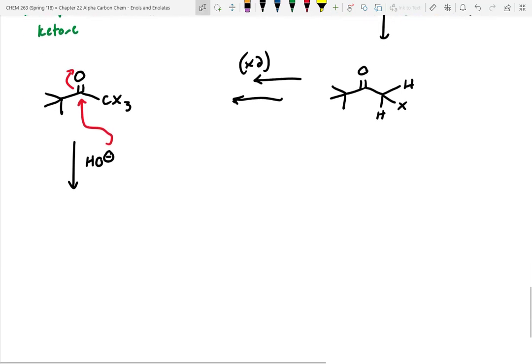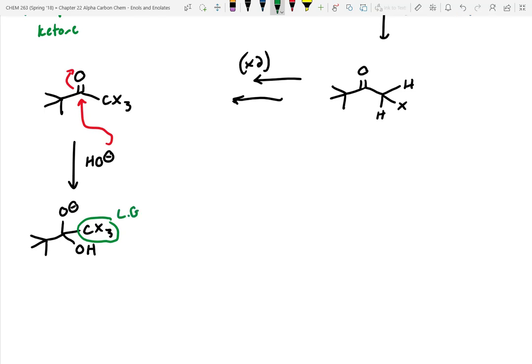All right, so in this intermediate, we've got an oxygen with a negative charge. We've got hydroxide. And you've got your halogenated methyl group. Normally, we don't ever kick off carbons as a leaving group. However, in this case, we are. And why do you think this is an okay leaving group? Yeah, it's stabilized by the strong electron withdrawing force of those halogens, right?